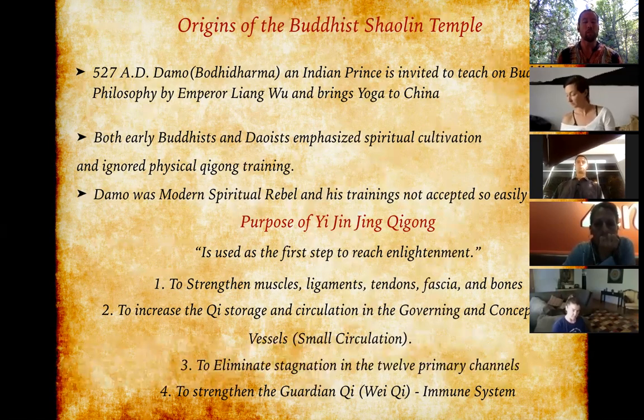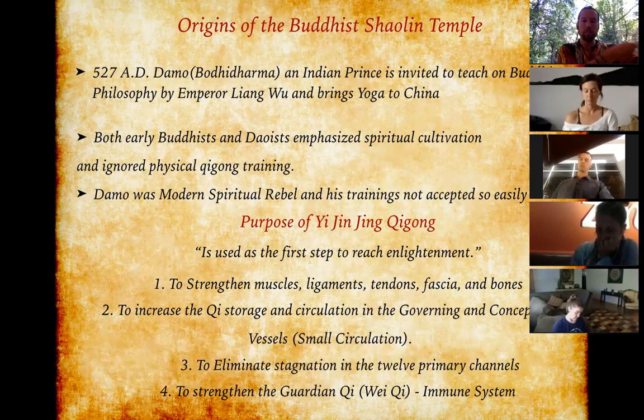Okay, so the juicy stuff. The purpose of Yi Jin Jing Qigong: the body is used as the first step to reach enlightenment. Gotta be somatic, gotta be in our body. And it's to strengthen muscles, ligaments, tendons, fascia, and even bone. A lot of the Yi Jin Jing practices also have tapping, and I'll bring it to our next retreat with bamboo or wood or steel, which, remember the piezoelectricity we've always been talking about? We're going to dive into that more. It helps to build that quality of electric energy inside the body, as well as purging stagnation, which is why we do a lot of tapping and rubbing and so forth.